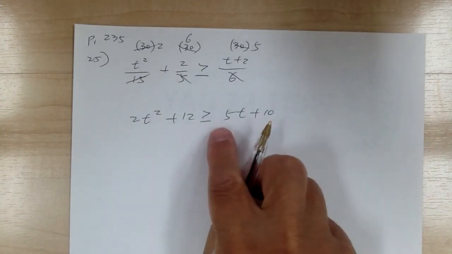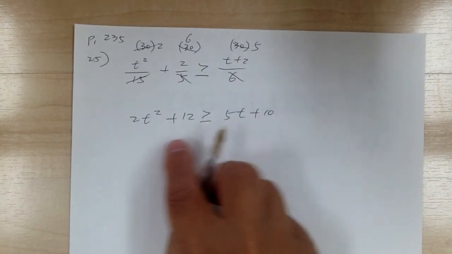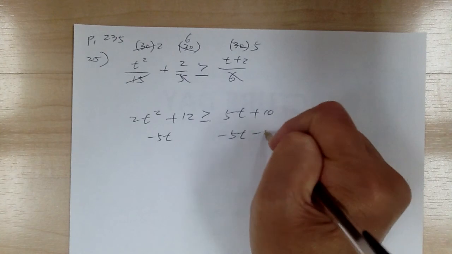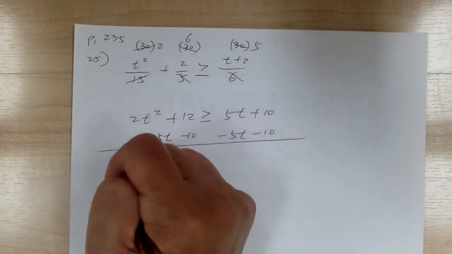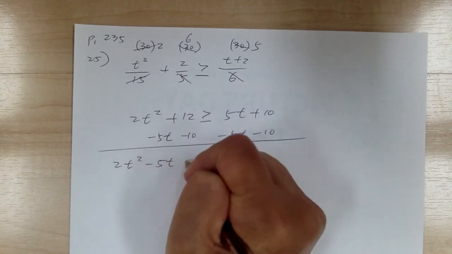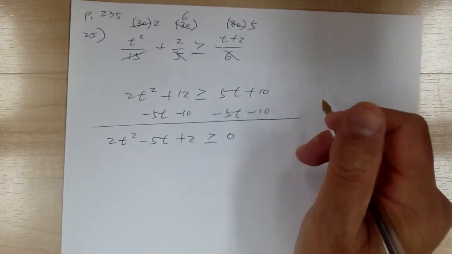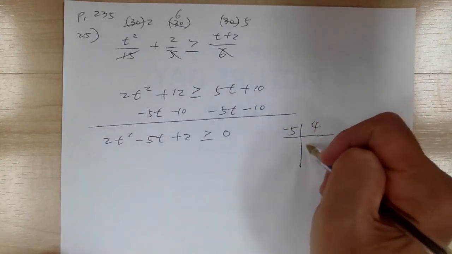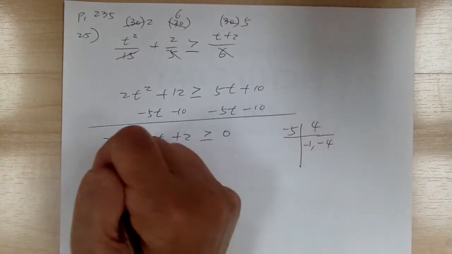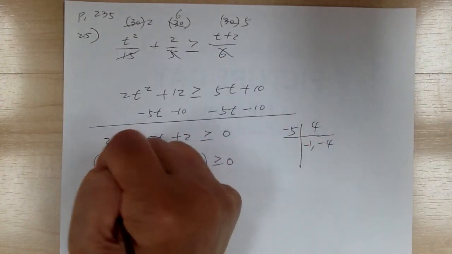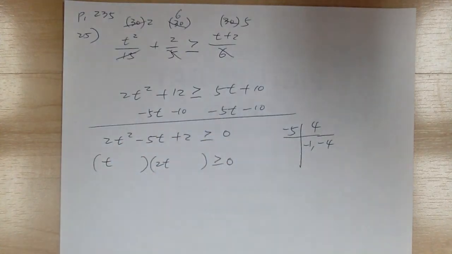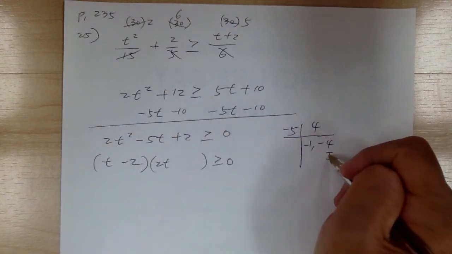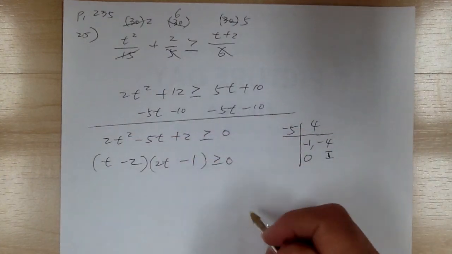So again, when you have this kind of situation, you have to make this equal to 0 so you can do the factoring. So minus 5t, minus 5t, minus 10, minus 10. So you're going to get 2t squared minus 5t plus 2 is greater than or equal to 0. Then you can do the factoring. So you got negative 5 and 4. So you need to get negative 1, negative 4. Get t, 2t, so you can break up the first term. Okay, so this has to be the inside, so it'd be minus 2. And this would be the outside, so it'd be minus 1.